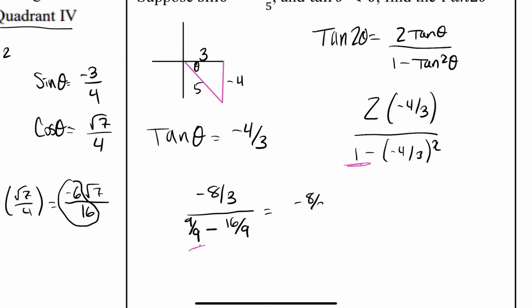So I end up with negative 8 over 3 divided by negative 7 over 9. And we'll do our keep change flip now. So negative 8 over 3 multiplied by the reciprocal, negative 9 over 7. Little cross simplification here. 3 can divide into 3 and 9, so this is going to become 1 and 3. And negative 8 times 3 is negative 24, and 7 times 1 is 7.